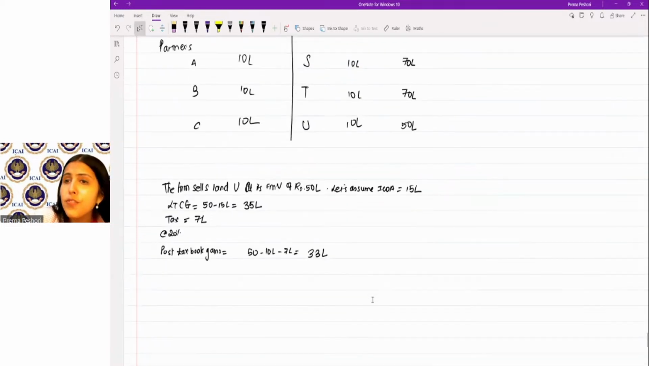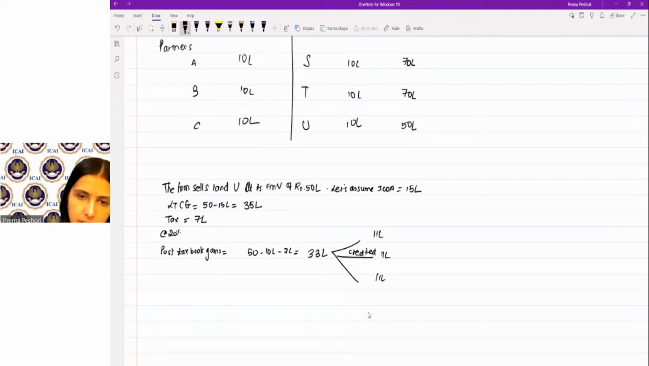This is not on account of 9B. Remember, this is not on account of 9B. Firm is just selling the land, right? So here, this will be credited, this is anyway credited, to the partners' accounts. 11 lakh, 11 lakh, and 11 lakh. A, B, and C. Right? So the capital account of A will become plus 11 lakh, 21 lakh.